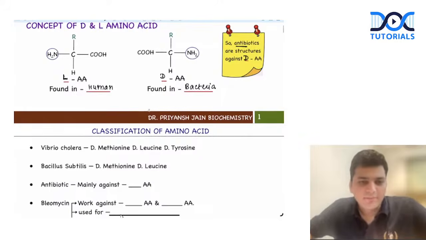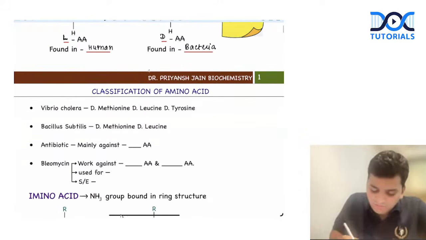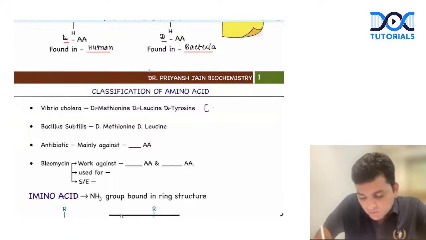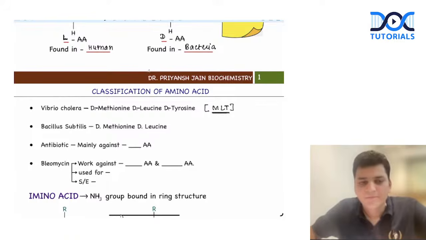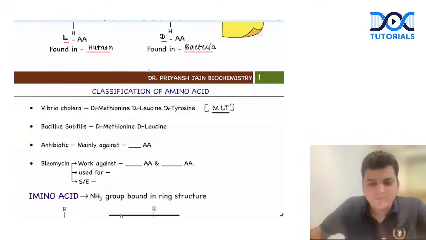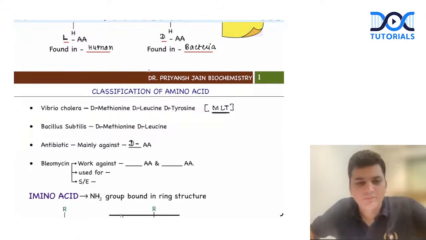Now, some more examples of which bacteria have which amino acid. For example, Vibrio cholerae has D-methionine, D-leucine, D-tyrosine, and MLT. Bacillus subtilis has D-methionine and D-leucine. So basically, for these antibiotics, it's all about the D amino acids.